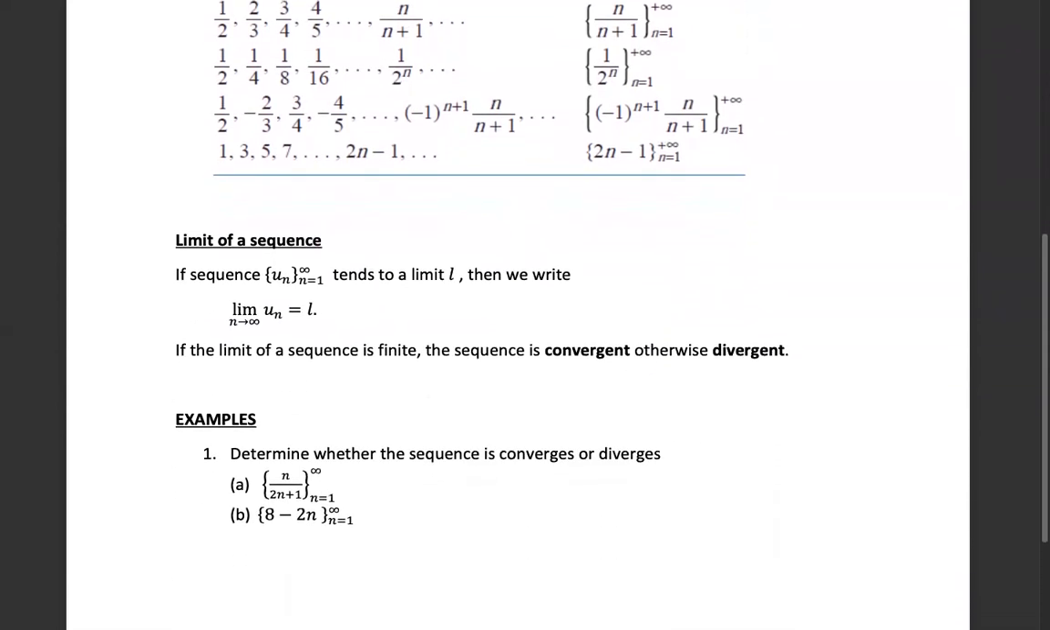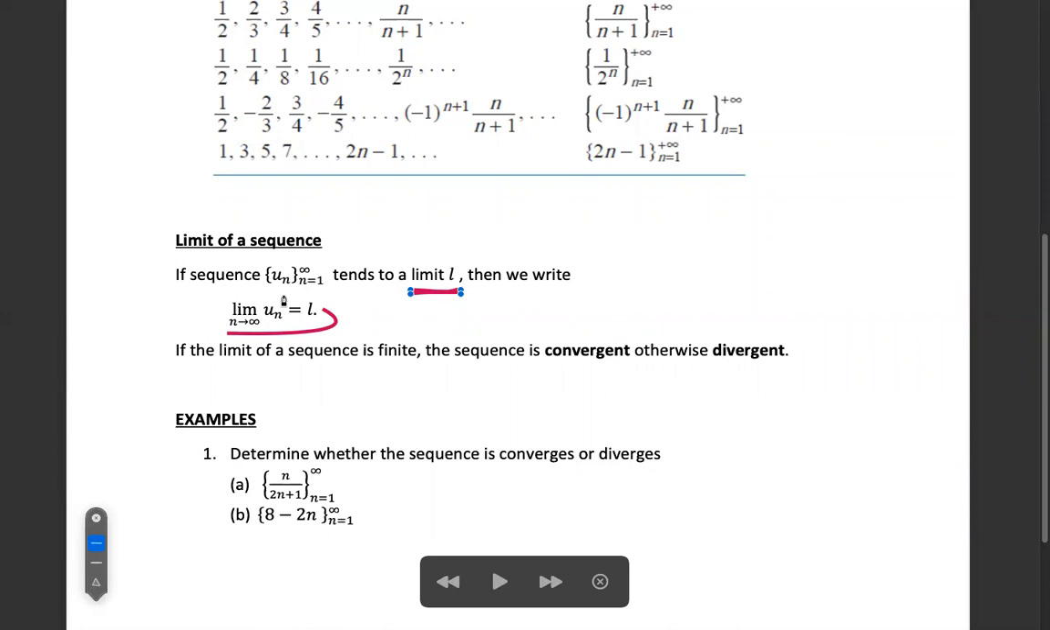Then we move on to the limit of a sequence. If a sequence un, n equal to 1 to infinity, tends to a limit L, then we write limit n tending to infinity of un is equal to L. As n tends to infinity, un tends to some number, which is the limit of that sequence un. If the limit of the sequence is finite, then the sequence is convergent, otherwise the sequence diverges.